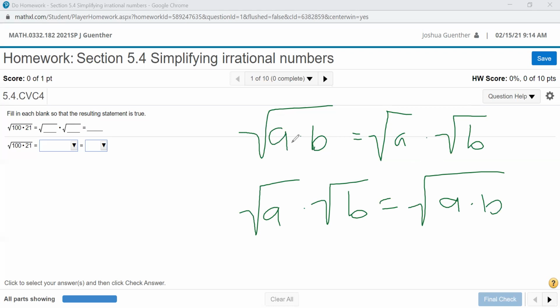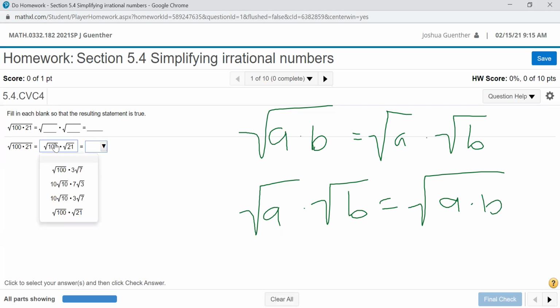And there are going to be certain contexts where doing it this first way is going to be best. There are going to be other contexts where doing it this way is going to be best. So let's look at what we have with this one. Looks like we want to use this first rule here. The square root of 100 times 21. The problem is straight up telling us to split it up into two square roots, like that.